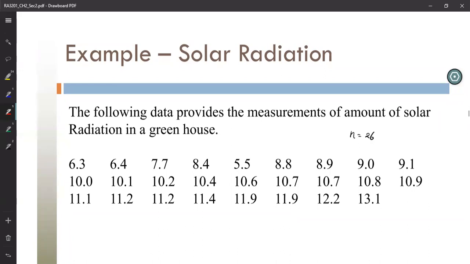So 26 divided by 2, you get 13. Exactly 13.